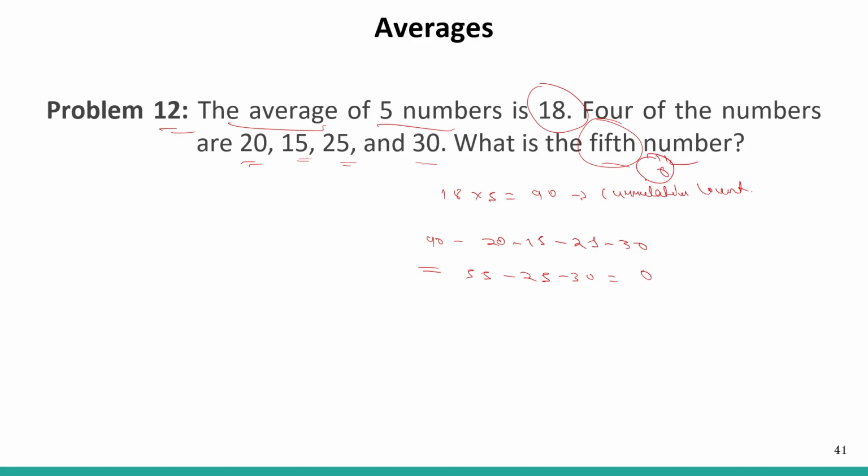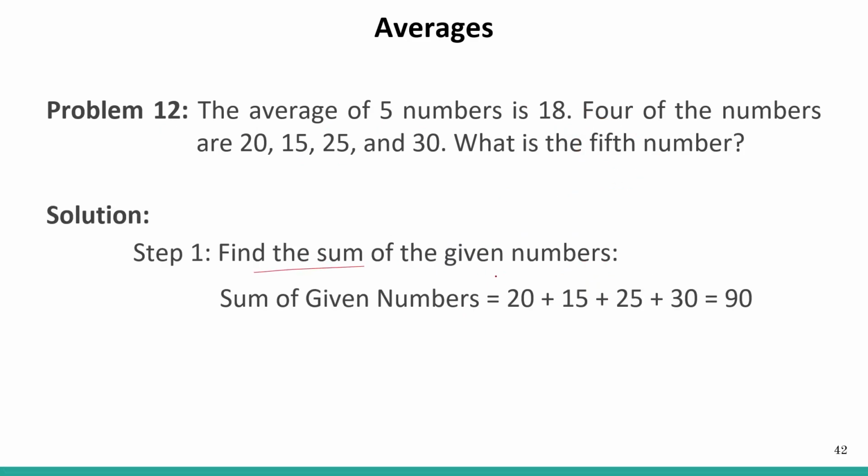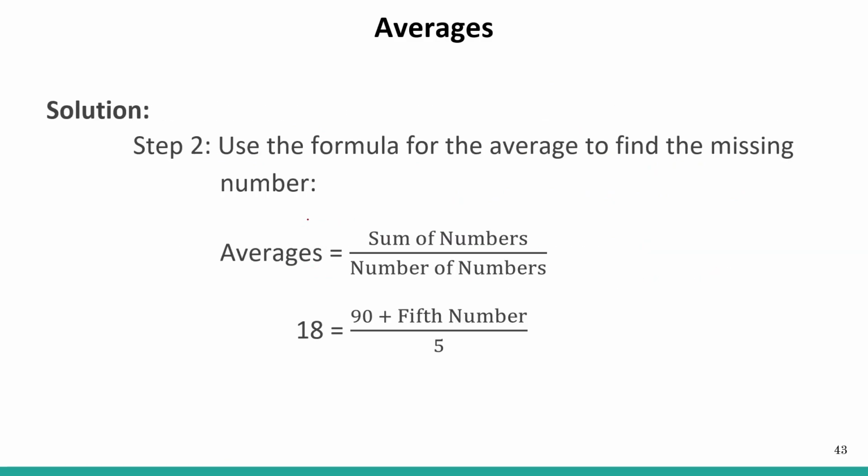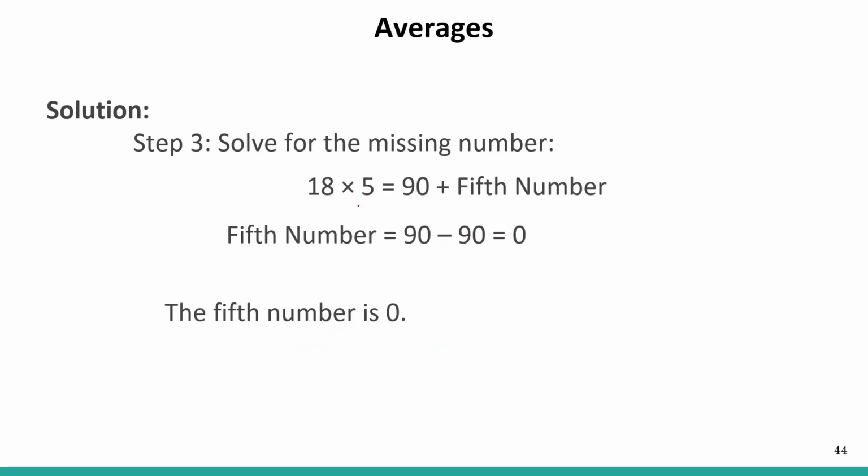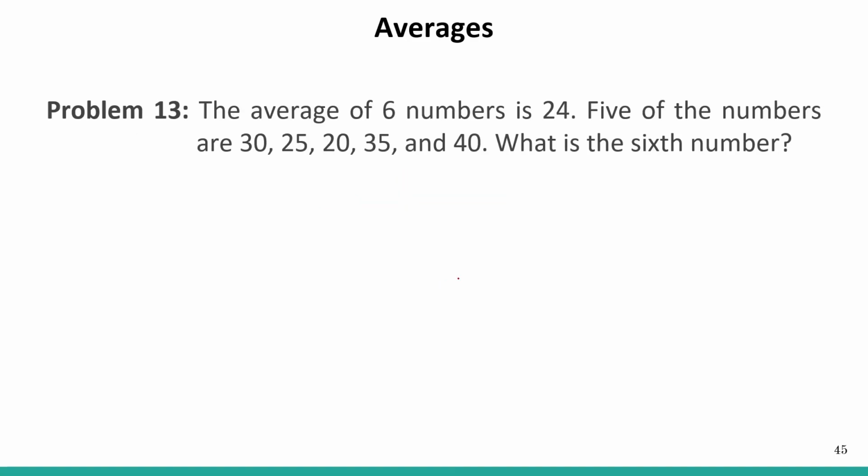Okay. So let's see. So find the sum of the given numbers. So 20 plus 15 plus 25 plus 30 is equal to actually 90. So use the formula of average to find the missing number. So sum of numbers by total number of items is equal to average. So 18 is equal to 90 plus fifth number whole by 5. So 18 into 5 is equal to 90 plus fifth number. So fifth number is actually nothing but 0. So the fifth number is 0.